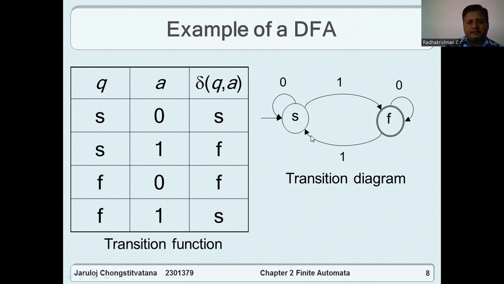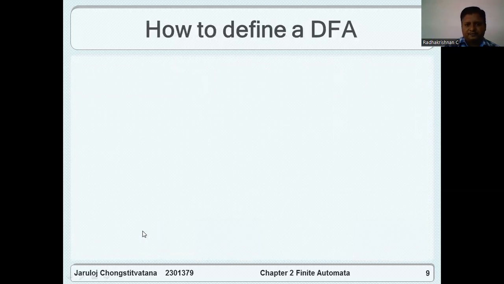The corresponding table representation. Here, how many states are there? States S and F, with inputs 0 and 1. In the case of S with input 0, the mapping function is of state comma input. So what is the next state for S comma 0? It is S, the start state. Similarly, the mapping function of S comma 1 goes to state F. F with input 0 goes to next state F. Similarly, F comma 1 goes to next state S. This is the transition function.